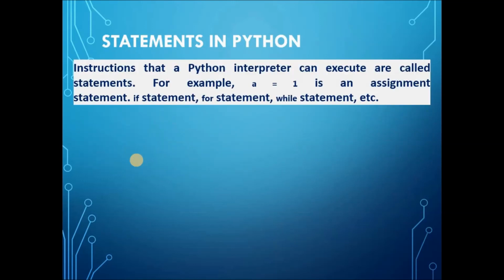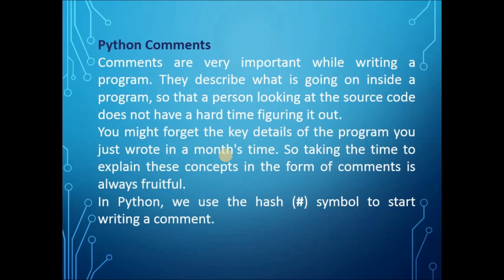After that, statements. If you are writing a = 1, that is one statement. That means you are assigning 1 to a, which is a statement in Python. There are if statements, for statements, while statements. If a == b, that is one statement. After that, Python comments.